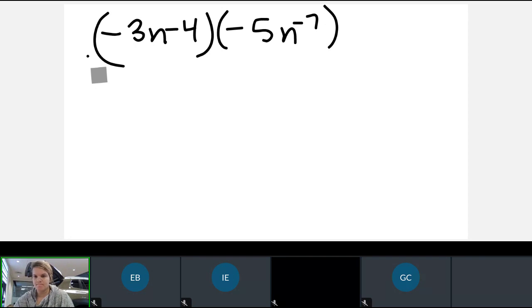Destiny, I can look. I think I did that one already. No, maybe I didn't do number 6. Oh, that's the one we're working on right now. Okay, good. So 3 and 5. So what's -3 times -5? Okay, so that takes care of our numbers. So 15. When we multiply exponents, we're going to add them together. So what's -4 plus -7?